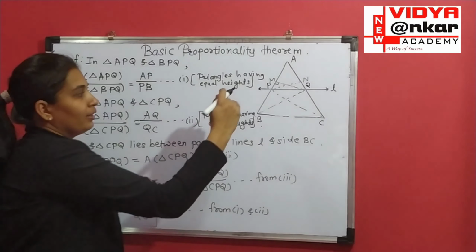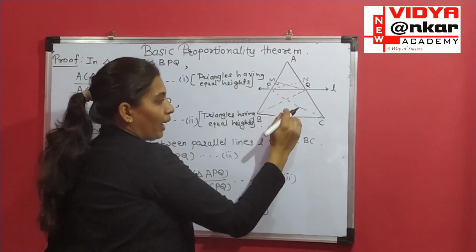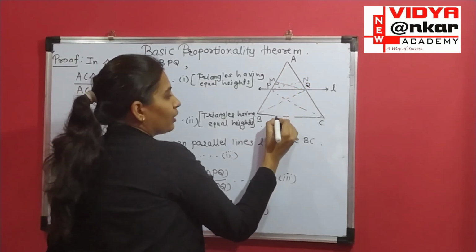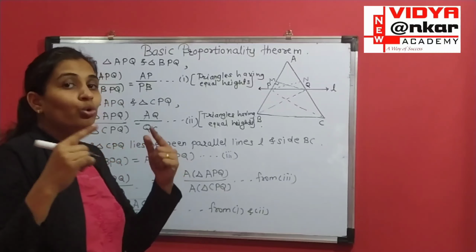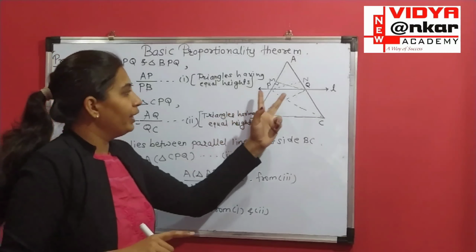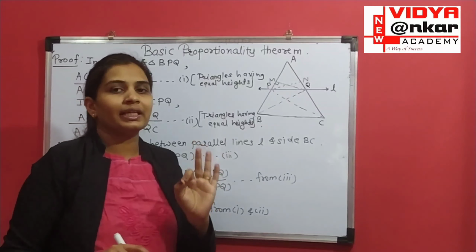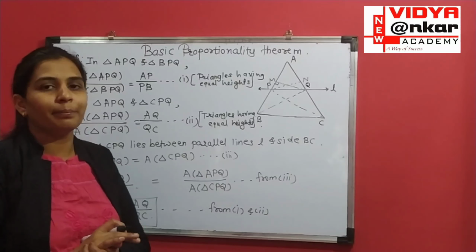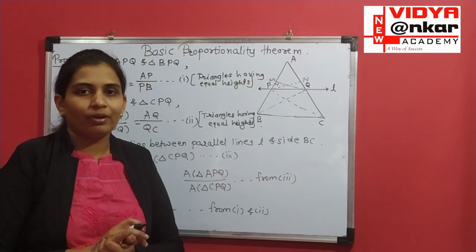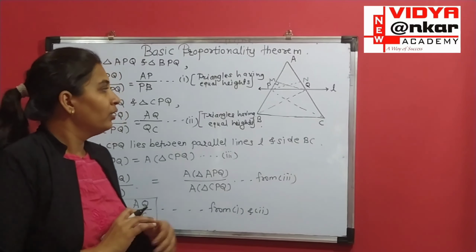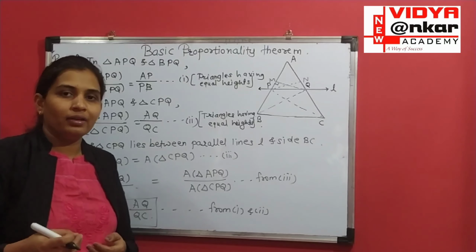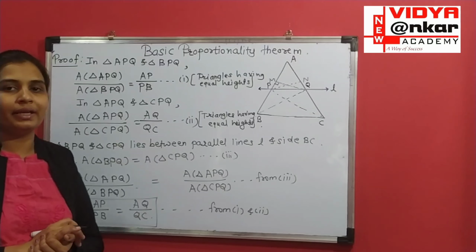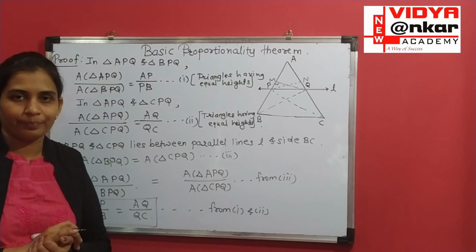It means that a line which is parallel to a side of a triangle and divides the remaining sides in two distinct points, then it divides the sides in the same proportion. Okay, students, so this is a very simple theorem to remember. Write it down 5 times and try to write it again on your own. So students, this is BPT, basic proportionality theorem.